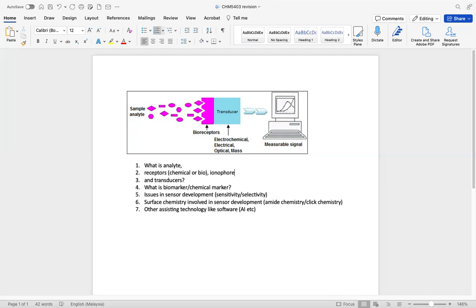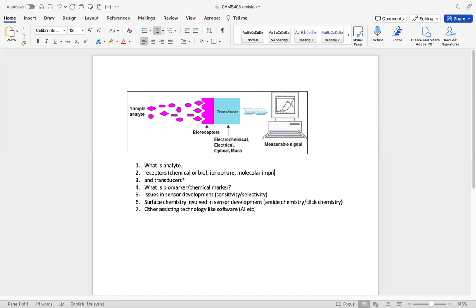So ionophore is a chemical reagent that is specifically synthesized to be selective towards an analyte, for example, metal ions. Some have been synthesized for ammonia, ammonium. So it is a chemically synthesized reagent to have selectivity towards the analytes. Other than that, there is what we call molecular imprinted polymer.